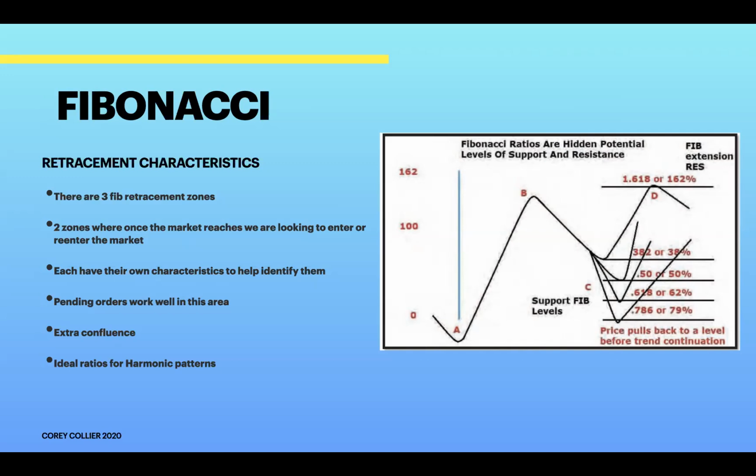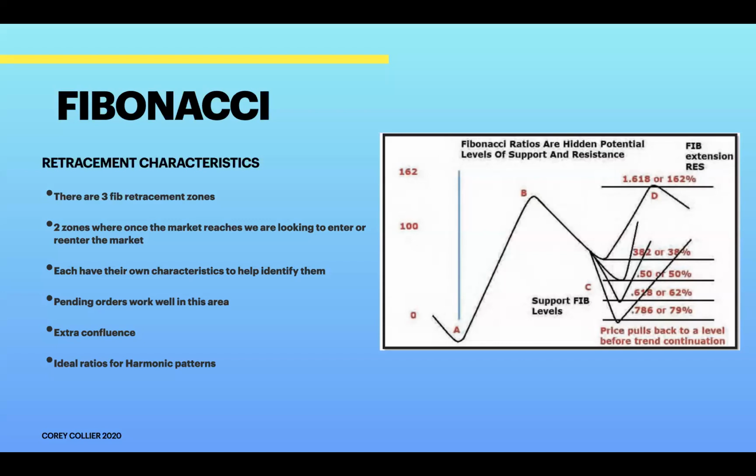And then using Fibonacci, guys, gives you extra confluence, and they're ideal ratios for harmonic patterns. So what though is actually the Fib telling you, right? What are the 0.618 and stuff like that, right? So the 38.2 means that was a 38% ratio, I mean, 38% retracement against the move.